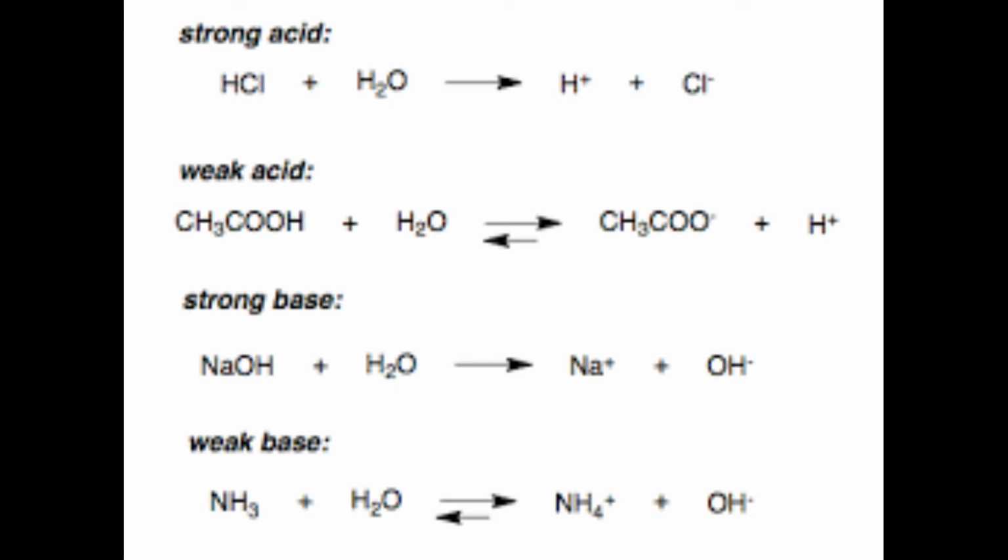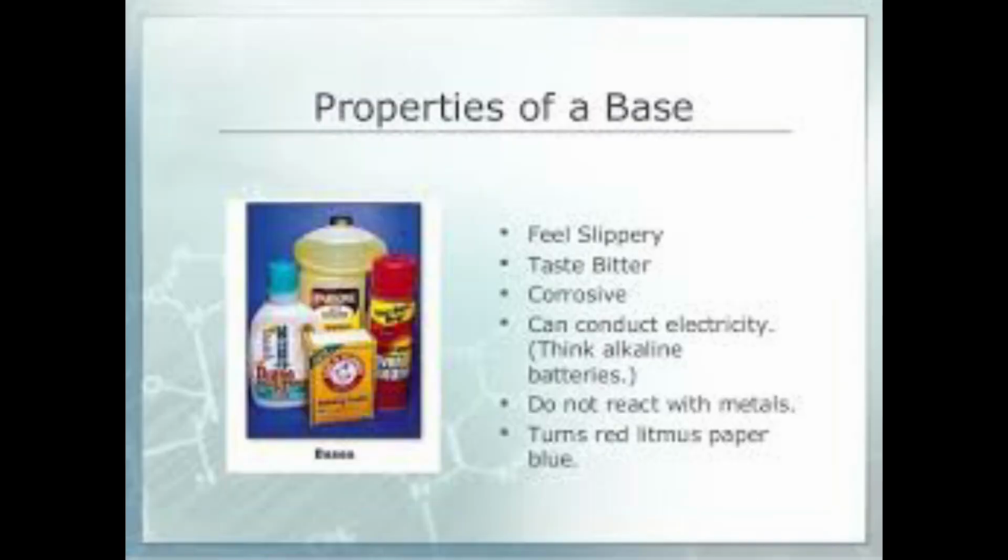Now we are going to see about bases. Bases are slippery in nature. They turn red litmus to blue. They have pH above 7, that is 7.1 to 14. Water-soluble bases are called alkali.